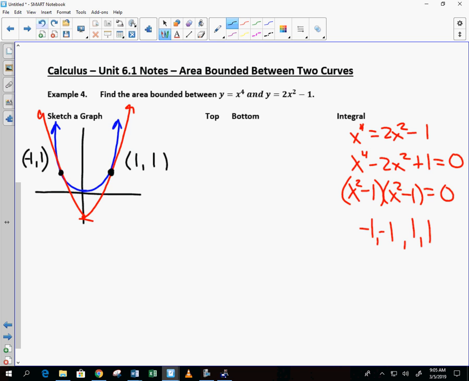I'm going to show you now something that can save time for you. Some people won't pick up on this, and I apologize. You don't have to use it, but without a doubt, I use it every time, and it's a huge time saver. Got it? As I set up the integral, the top, in this case, is x to the fourth. The bottom is 2x squared minus 1. We all agree? So therefore, the integral becomes from negative 1 to 1 of x to the fourth minus 2x squared plus 1 dx.